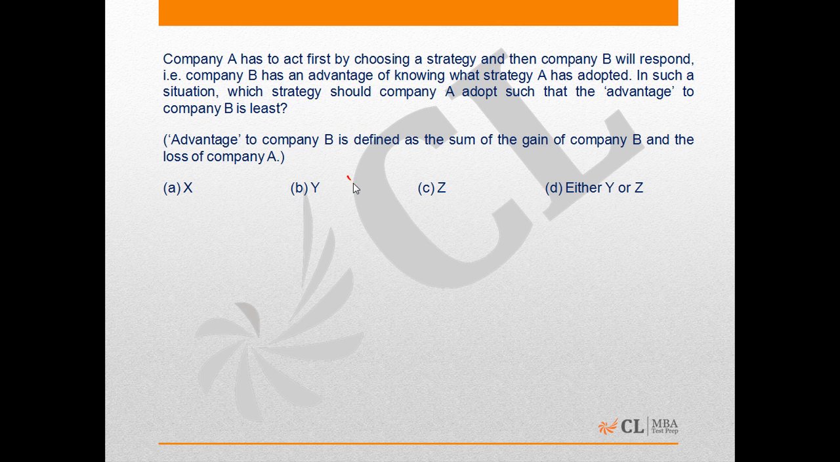If A adopts its strategy X, as we know that B knows what strategy A has adopted, accordingly B can adopt such a strategy wherein A incurs maximum loss, and the advantage of Company B over A is defined as the sum of the gain of Company B and the loss of Company A. We know that when Company B responds by strategy R, if A has adopted strategy X, its total advantage will be 3,200 plus 6,500, which we can see from the table.